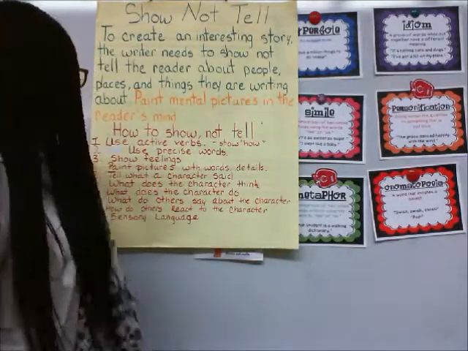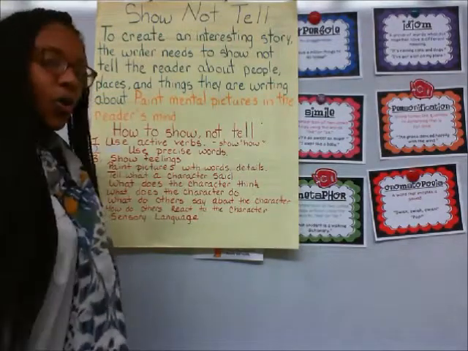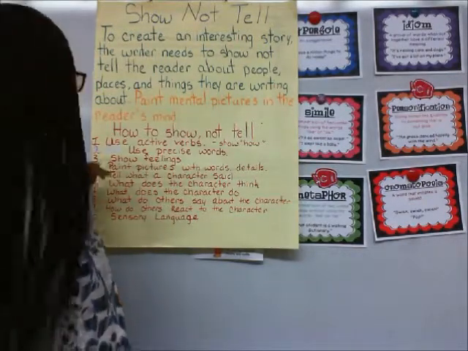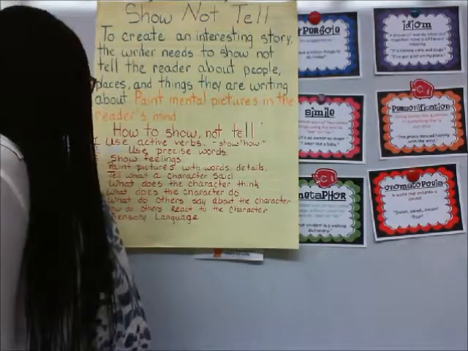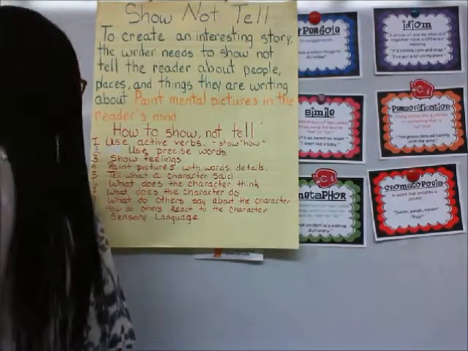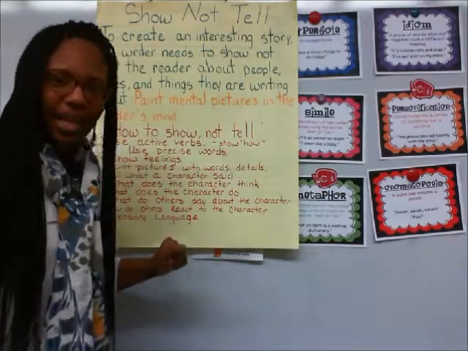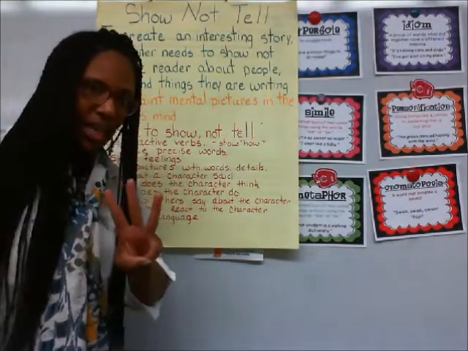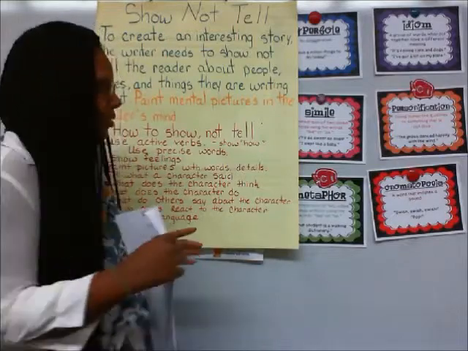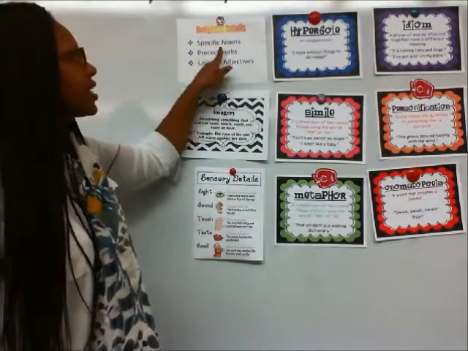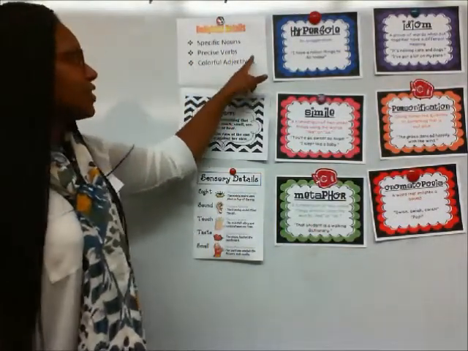Use active verbs, use precise nouns, show feelings, paint pictures with details, tell what a character said, what a character does, what others say about the character, how the character reacts, and use sensory language. Today, we're going to focus on 3 strategies for show, not tell. In order to show, not tell, you can use specific nouns, precise verbs, or colorful adjectives. At the end of this lesson, you'll see some extra resources that can help you with this.